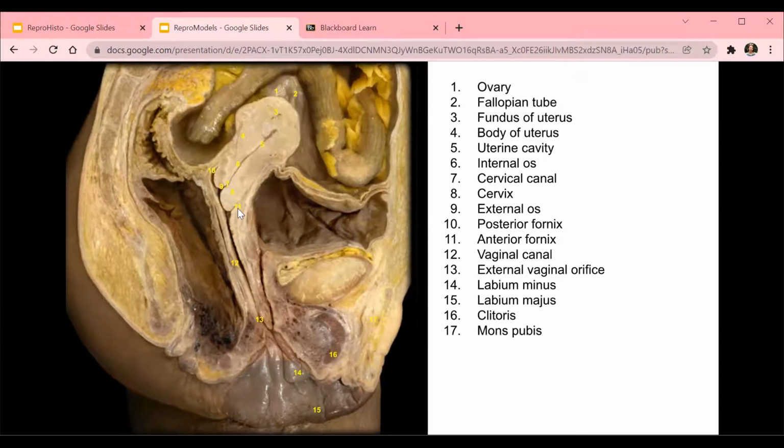And number 10 and 11 are fornix. One of them is located anterior, we call it anterior fornix. One of them is located posterior, we call it posterior fornix. And after that you have vagina. Number 13 is the external vaginal orifice. Number 14 is labia minora, and 15 is labia majora, and number 16 is the clitoris. And number 17 here shows you the mons pubis.